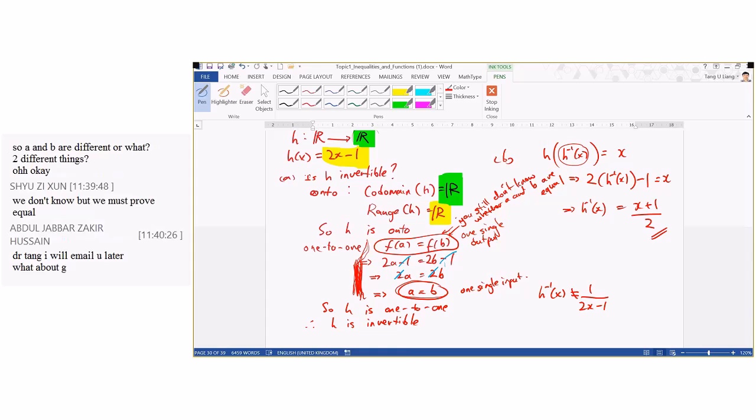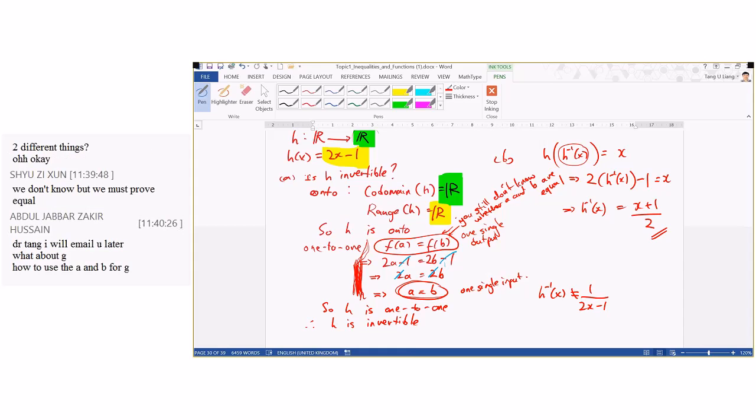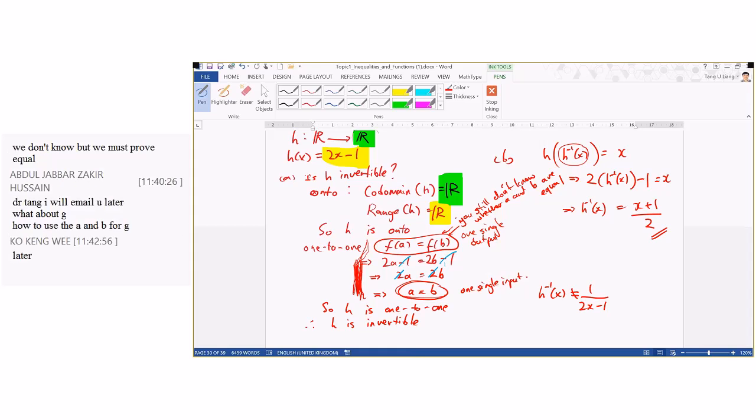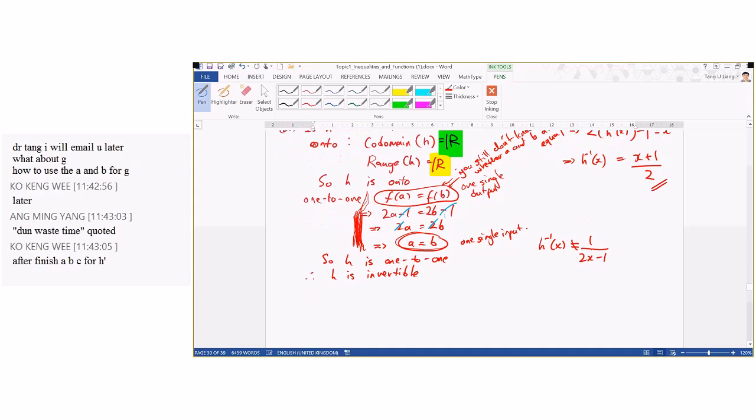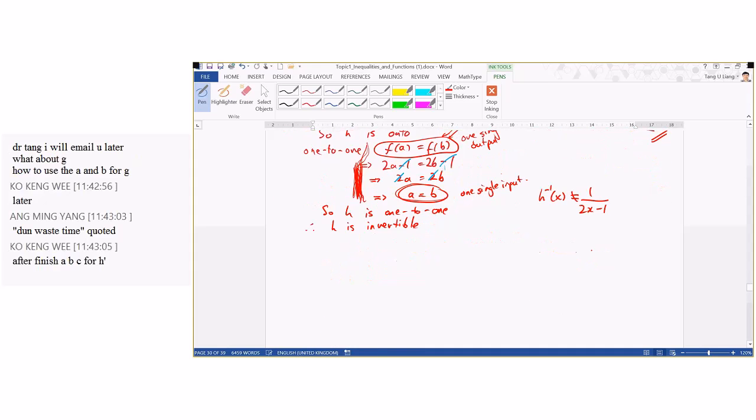Okay, let's do G now. So for G, Gx is 1 plus square root of x. Now G's domain must be 0 to infinity because of the square root, and it's a real value function, so it goes to R. Okay, is this onto or not? So the question A is, is G invertible? Is it onto? So we check. What's the codomain of G? That's R.